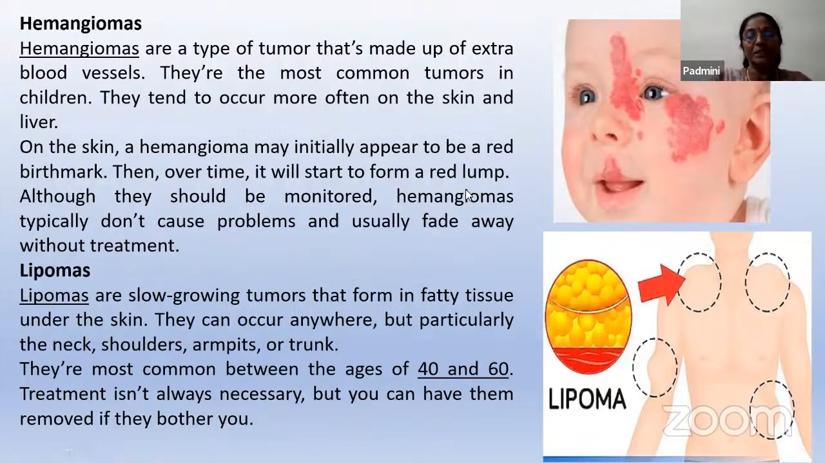Then lipomas. See, lipomas means fatty tissues. They are slow growing tumors that form from fatty tissues under the skin, and they can occur anywhere, but particularly in the neck, shoulders, armpits, and trunk, if you can see in this picture.